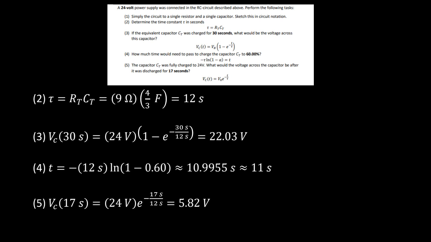So if we calculate the voltage across our capacitor after 17 seconds of discharge, what we get is the 24 volts that we got it up to before discharging times e raised to negative 17 seconds over 12 seconds, which, if that's plugged in all correct, you should get an answer of 5.82 volts.